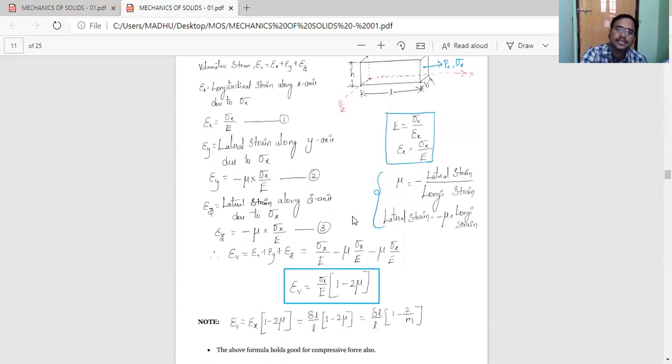The final result is: when a body is subjected to a uniaxial load, then epsilon V is given by sigma x by E into 1 minus 2 mu. The volumetric strain, which is the change in volume by volume, is equal to sigma x by E into 1 minus 2 mu.